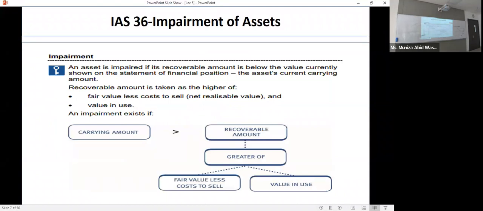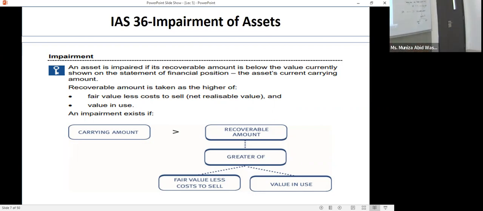Here it is. NRV. This one. NRV. It's greater of value in use and NRV. And what is NRV? Net realizable value.